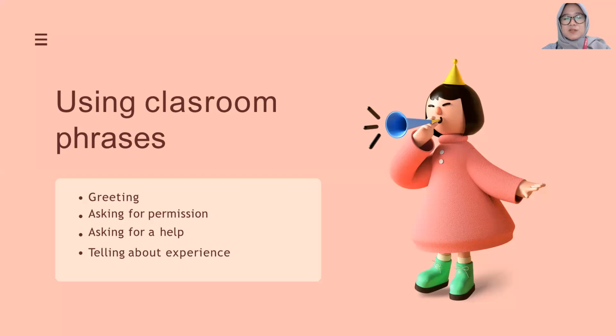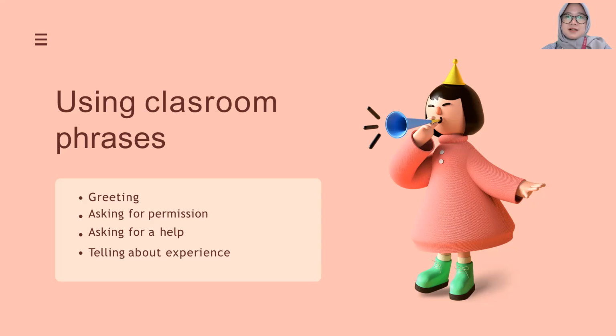Using classroom phrases. So classroom phrases means that it's kind of sentences or phrases that are used in classroom activity, like greeting each other. Good morning, hello, good morning, how are you? I'm fine, okay, I'm great. Yeah, so we can use it daily. And then asking for permission, for example, when a student wants to go to the toilet, how to ask for permission. What phrase can be used for that? So you can teach your students that sentence or the phrase.